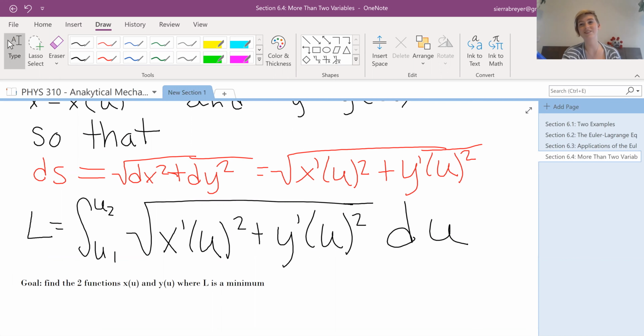This is finally the section where we fully solve the between-2-points problem, and it's going to be 3D. So basically the goal of what we're doing with this equation is to find the two functions x and y that are both dependent on u, and find where they make L a minimum. So we're just going to go with it for that.